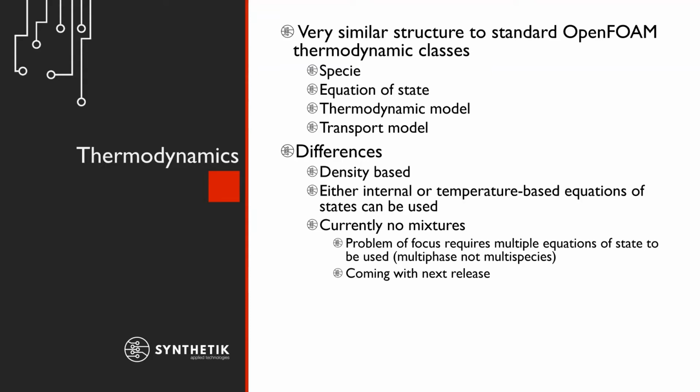Currently, in the master branch on GitHub, there are no mixtures. Mostly this is because our problem of interest, which we just talked about, is a multi-phase, not a multi-species problem. So we didn't have any need for multi-species. That will be available with the upcoming release. There still won't be any reactions. Those are a little bit harder, at least to use with the standard OpenFOAM ones. But mixtures will be there.